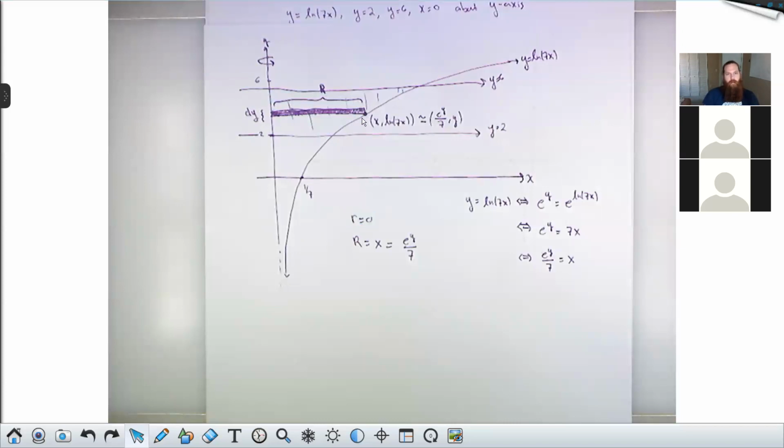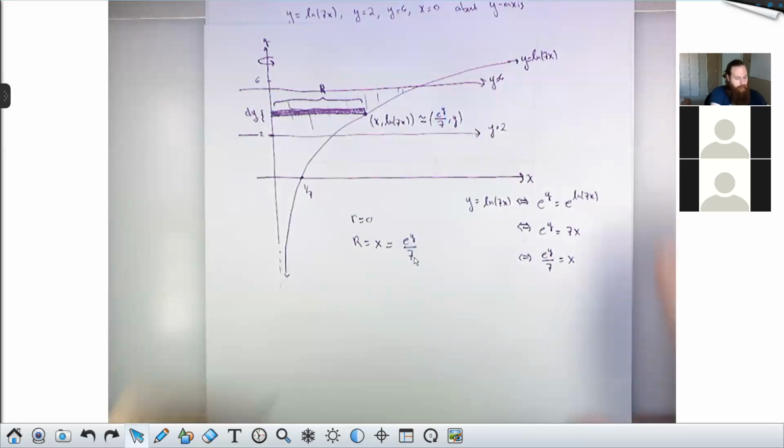Big R is the distance from the far end of the strip to the axis of rotation, and that's always going to be the x-coordinate along this curve. Wherever your strip is, that larger distance is whatever this x-coordinate is. And that x-coordinate is e to the y over 7.